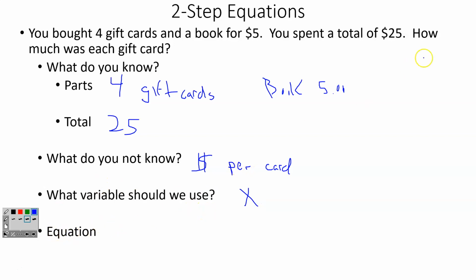Now it's time to set up my equation. Again, I always like to put my total first, just because that makes it easy for me. I got 4 gift cards and a book. That word "and" means I'm going to be adding. So I'm going to get 4 gift cards and a book, which was $5. But we don't know how much each gift card was. So am I going to put my variable with the number of gift cards I bought or with the book? Well, if we don't know the cost per card, that has nothing to do with the book. So we're going to put it with the number of gift cards I bought. So that right there is my equation.